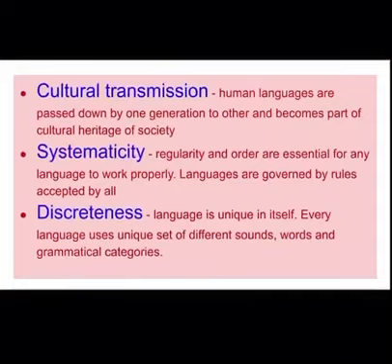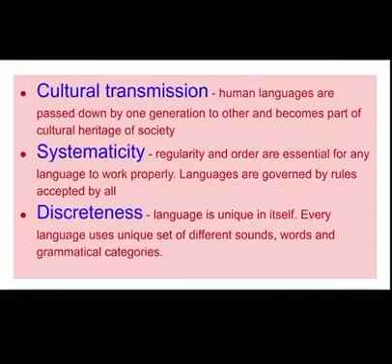Systematicity. Language is an orderly method of communication. It is a method to communicate ideas, thoughts, emotions, and so on. Language is not random. Regularity and order, that is, systematicity, are essential for language to work properly. Language is governed by rules that define which combinations of elements are acceptable and which are not. There are rules which govern the combination of alphabets and words.